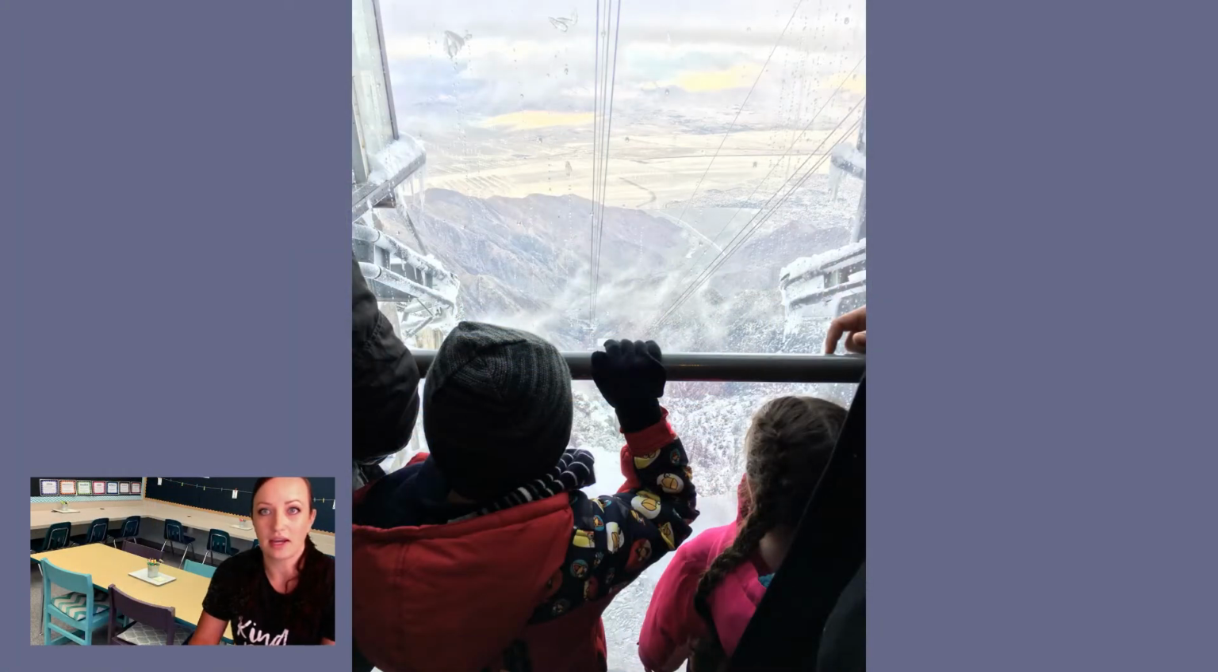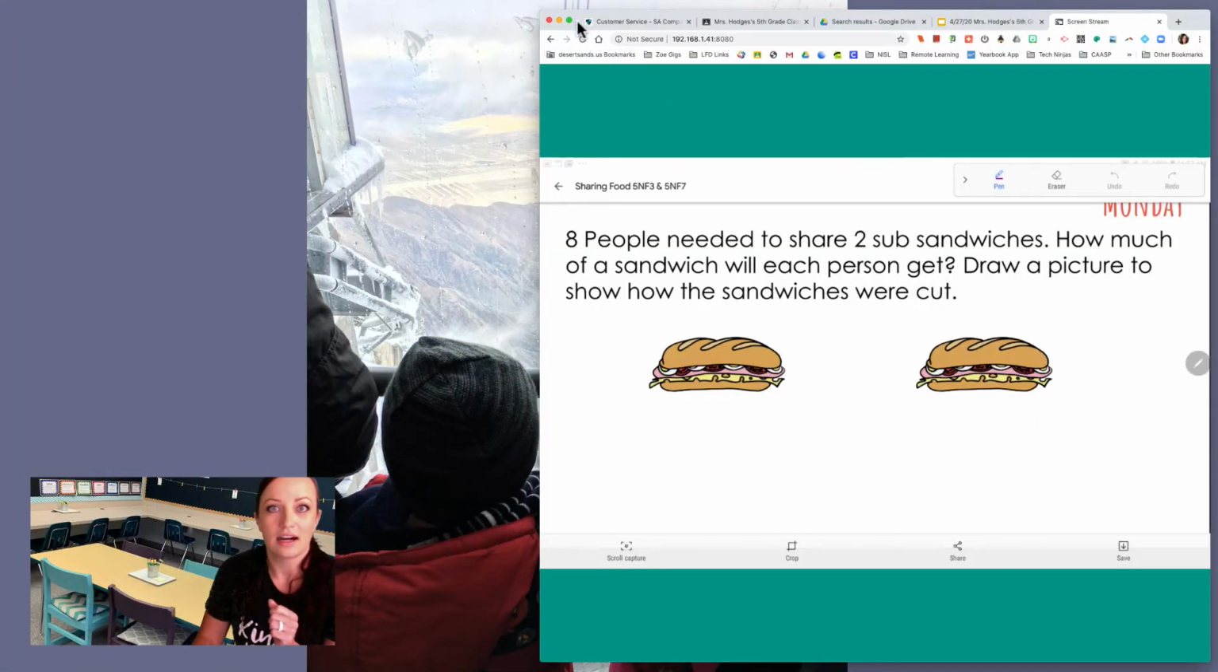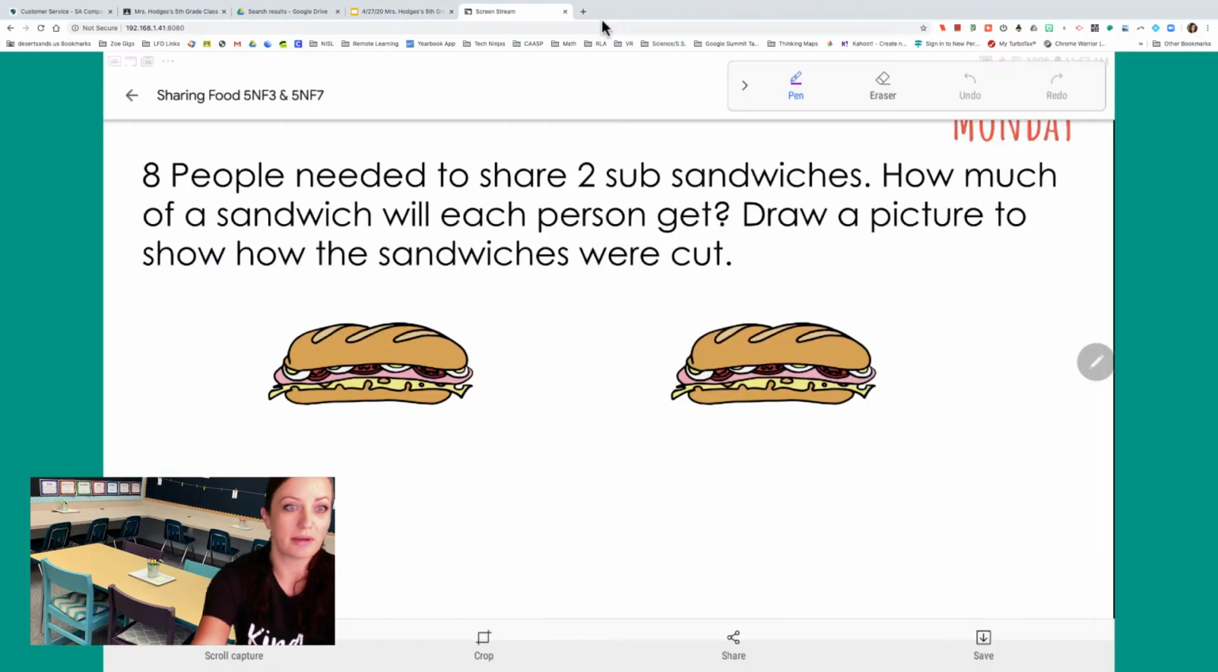All right, so I'm going to switch to my desktop so that way I can show you some work with my tablet. I brought my tablet home so that we could work together and that you can see what I'm doing.